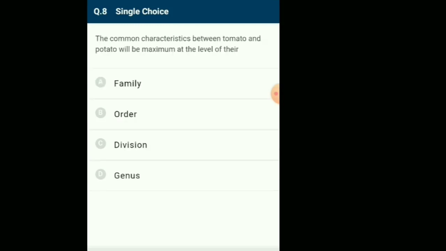Question number 8. The common characteristics between tomato and potato will be maximum at the level of their? Tomato is Lycopersicum esculentum and potato is Solanum tuberosum. Both belong to different genus but are members of the same family. Thus, maximum common characters are observed at the level of family. So the answer for this question is option A, family.